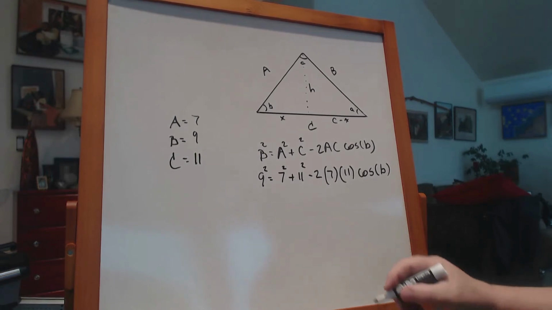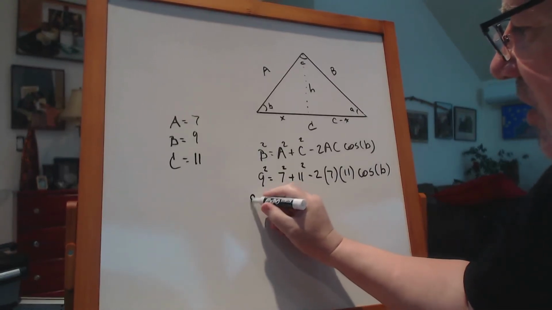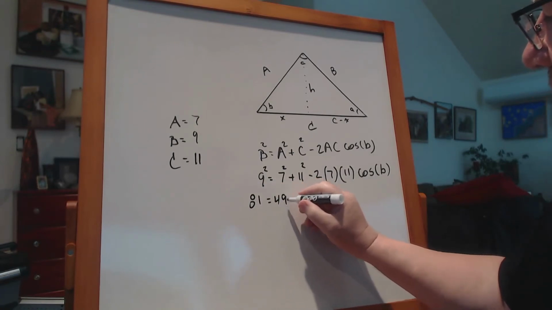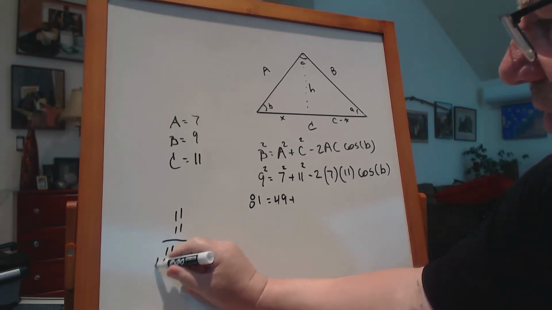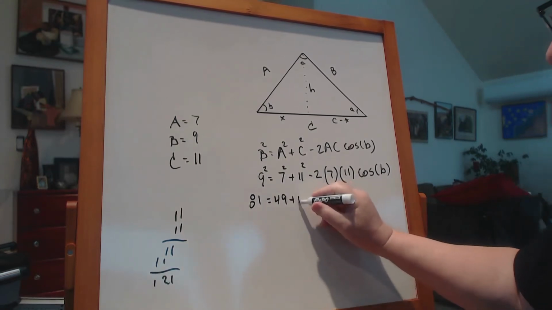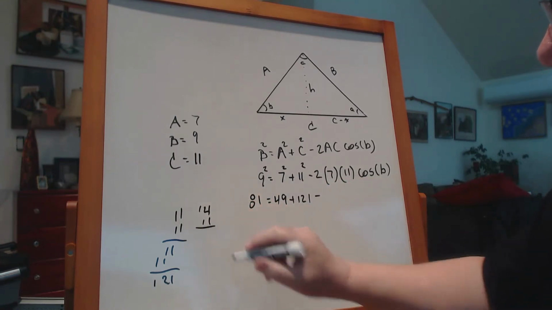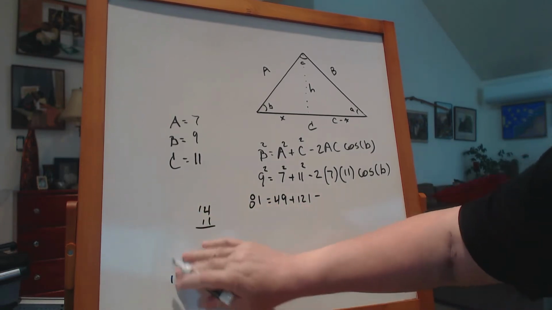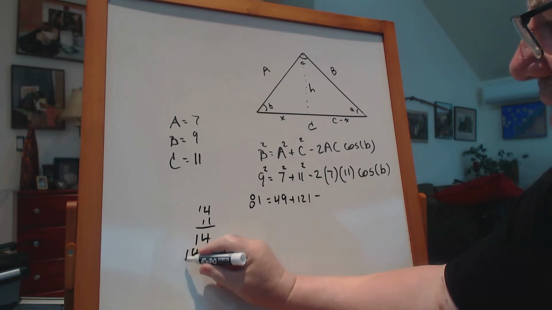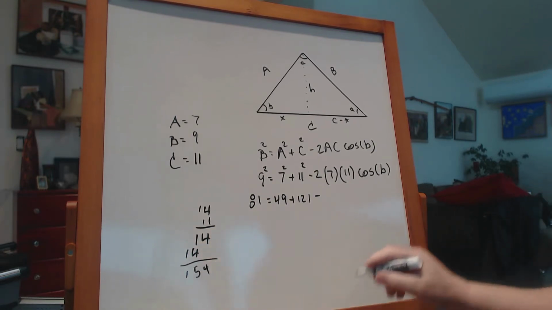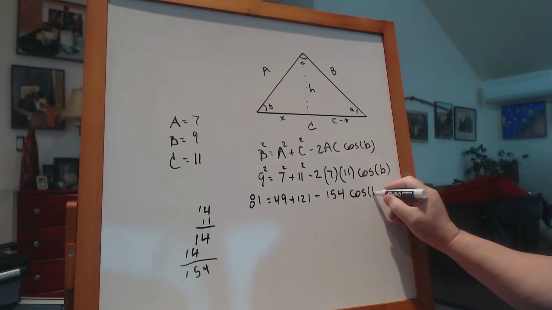So here we have 81 equals 49 plus, what's 11 squared? 121, I think. 121 minus 14 times 11. Let's make some room here. I can draw 14 and 14. That's 154. So it's minus 154 cosine B.